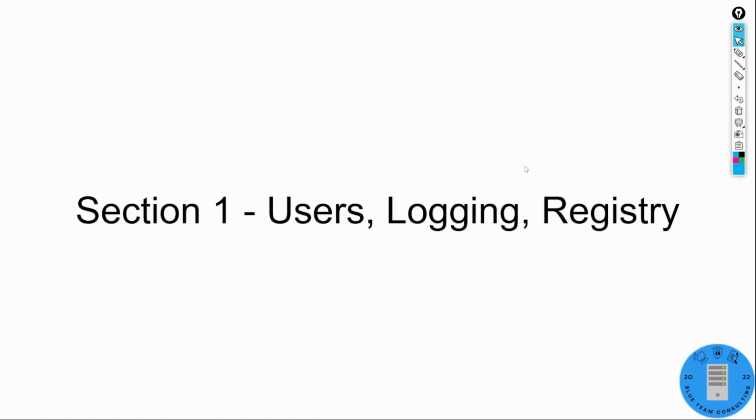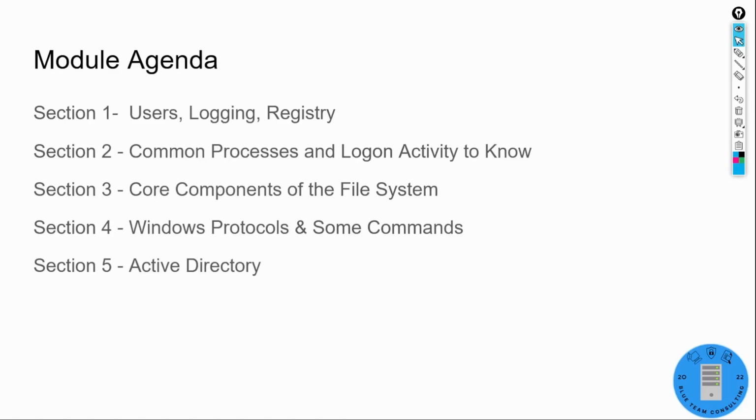We're going to have 5 sections here. Section 1 is going to cover users, logging, and the registry. Section 2, we're going to have common processes and logon activity to know and be familiar with. We'll move into covering some core Windows components and go over the Windows file system. We'll cover Windows protocols and some commands to know, and then we'll wrap it up with Section 5 with trying to explain the beast that is Active Directory.